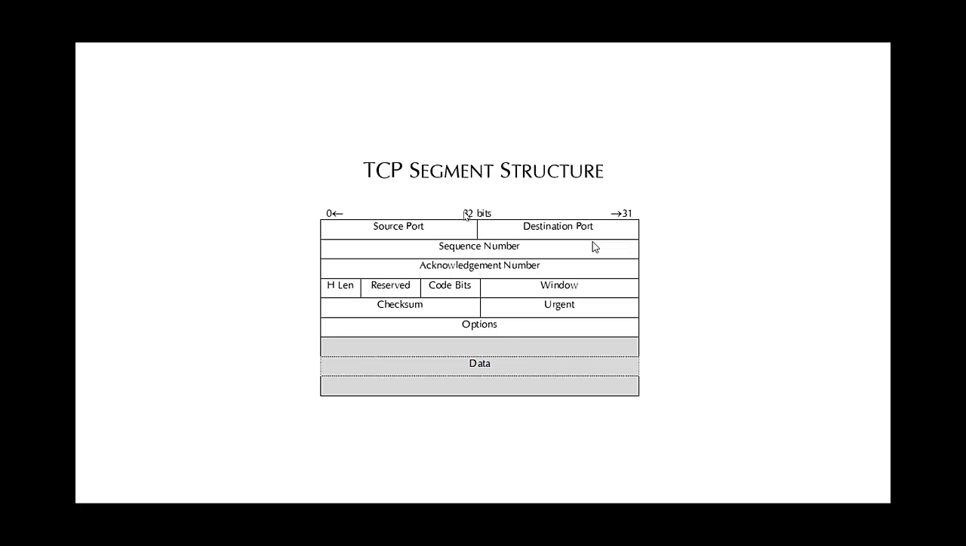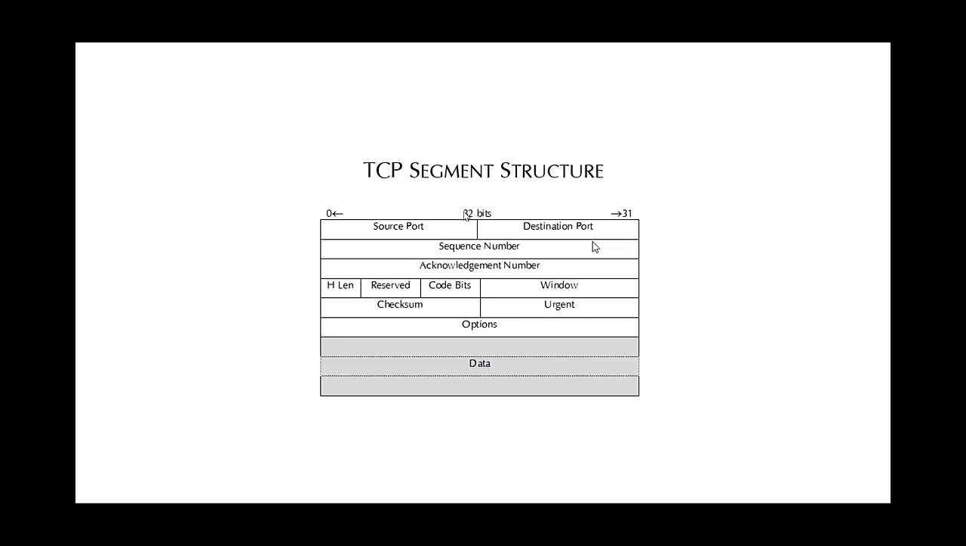Then we have data offset, which is the length of the header in words. Control bits. The first 3 bits are used to implement ECN, or explicit congestion notification. The following 6 one-bit flags describe the contents of the segment. So bit 0 is urgent, bit 1 is acknowledgement, bit 2 is push, bit 3 is reset, bit 4 is synchronize, and bit 5 is final.